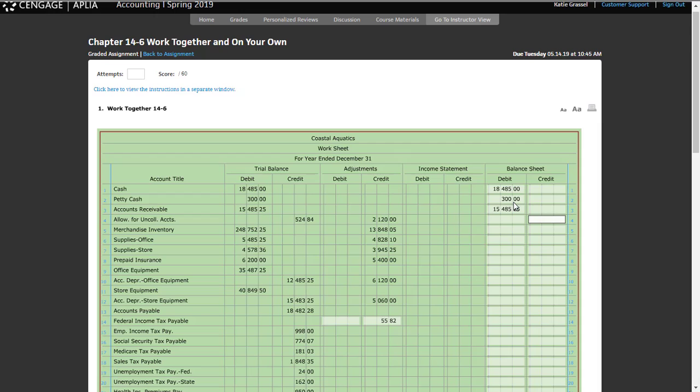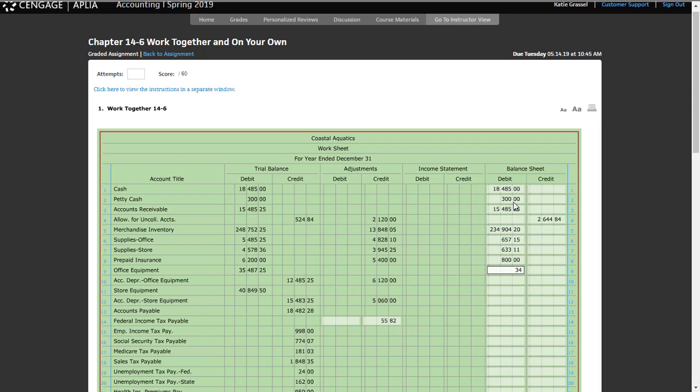When I get to allowance for uncollectible accounts, I must add those two numbers together and get $2,644.84. Merchandise inventory, am I adding or subtracting? Subtracting, and I should get $234,904.20. Supplies office should be $657.15. Supplies store, $633.11. Prepaid insurance should be $800.